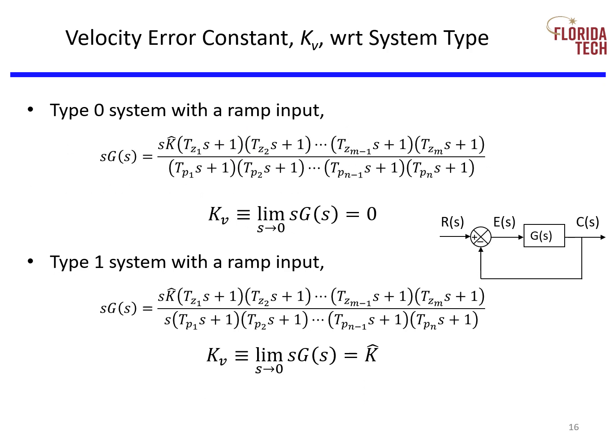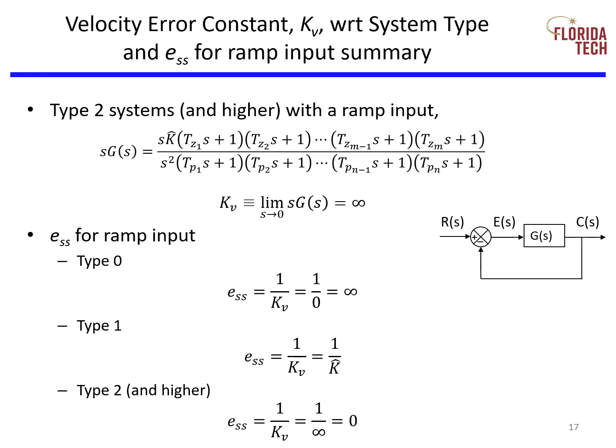The value of Kv also depends on system type. For type 0 systems, Kv is 0. For type 1 systems, Kv is K hat. For type 2 systems and higher, Kv is infinity. And this results in steady state errors of infinity, which is really bad, for type 0 systems, 1 over K hat, which is at least finite, for type 1 systems, and 0 for type 2 systems and higher.